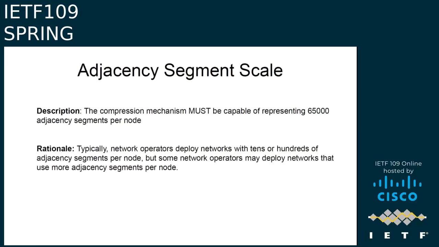So for the adjacency segment scale, we hope it can be capable of 65K adjacency segments per node. But typically, network operators deploy networks with tens or hundreds of adjacency segments per node, which is enough. But for some corner cases, we really need a large adjacency segment list. Next page.